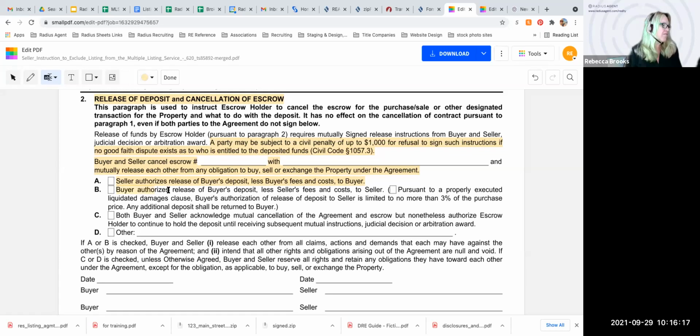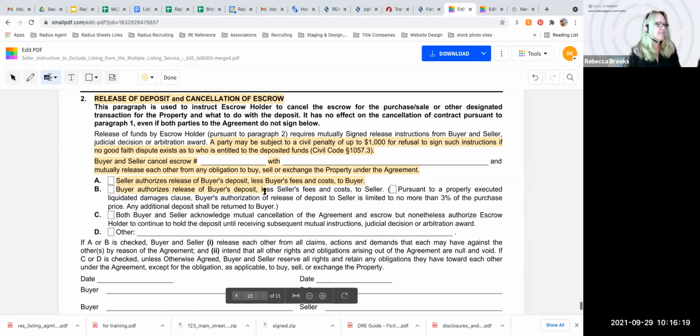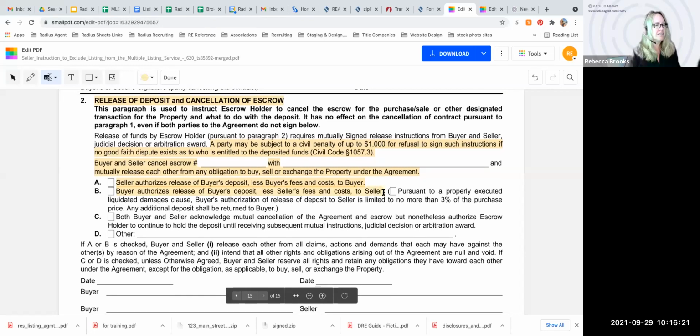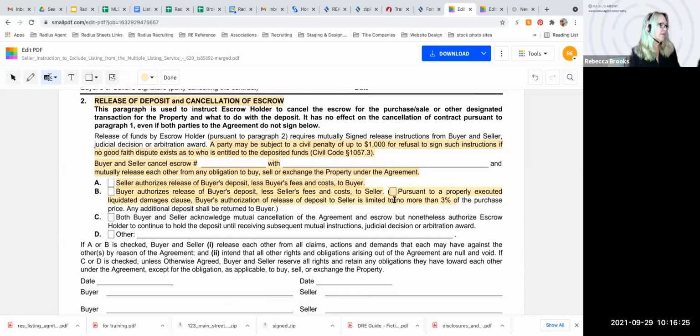Or the buyer authorizes the release of the buyer's deposit less seller's fees and costs to seller. Okay, this is pursuant to a properly executed liquidated damages clause. Buyer's authorization of release of deposit to seller is limited to no more than 3% of the purchase price. Okay, any additional deposit shall be returned to buyer. Right, so this is where we get that 3% from. Basically it comes from paragraph 21 in the contract, you know, the liquidated damages clause.